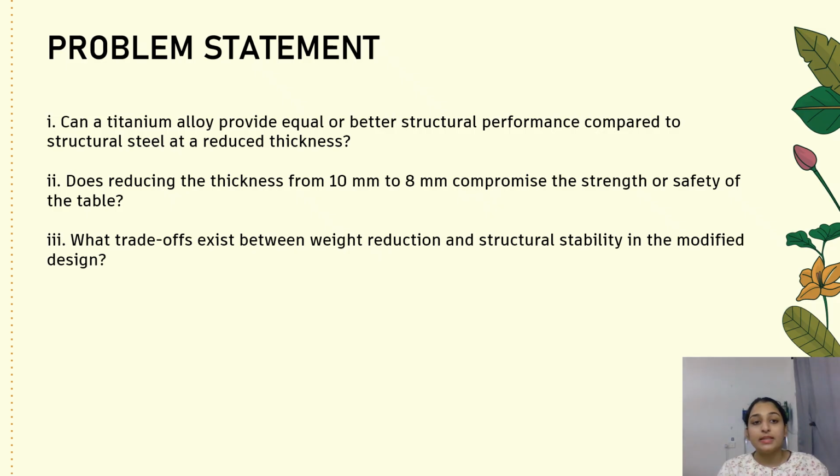My problem statement is, can titanium alloy actually provide equal or better structural performance compared to structural steel at a reduced thickness? Second, does reducing the thickness from 10 mm original design to 8 mm compromise the strength or safety of the table? Is there any changes? And the last problem statement would be, what trade-off exists between the weight reduction and the structural stability in the modified design?